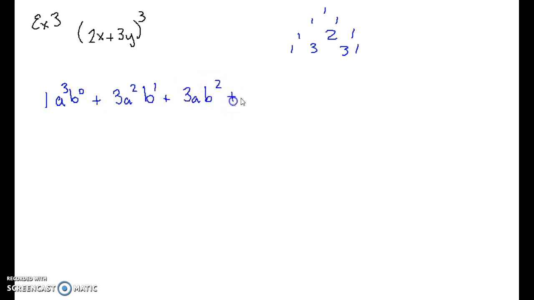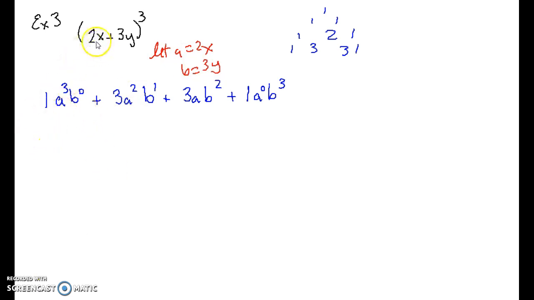So 1, let's do it in blue. So let's first erase this. So 1, 1, 1, 1, 2, 1, 1, 3, 3, 1. That's as far as we need to go. So what does that look like? This will be 1, a to the power of 3, b to the power of 0, plus 3a squared, b to the power of 1, plus 3a, and then b squared, plus 1, a to the power of 0, b to the power of 3. I forgot to write a quick little let statement, so let a equal 2x, b will equal 3y, just so we know what we're dealing with.